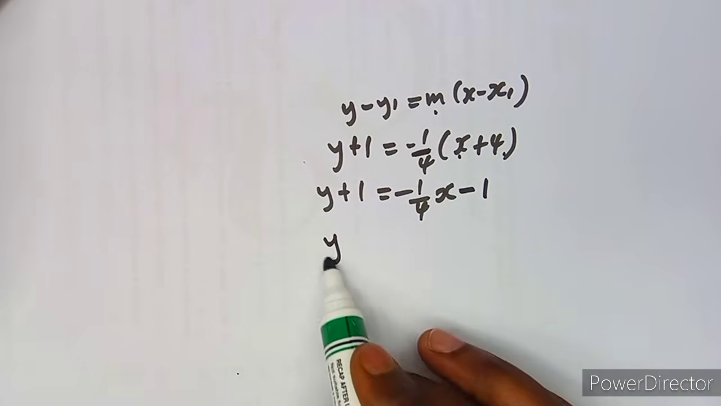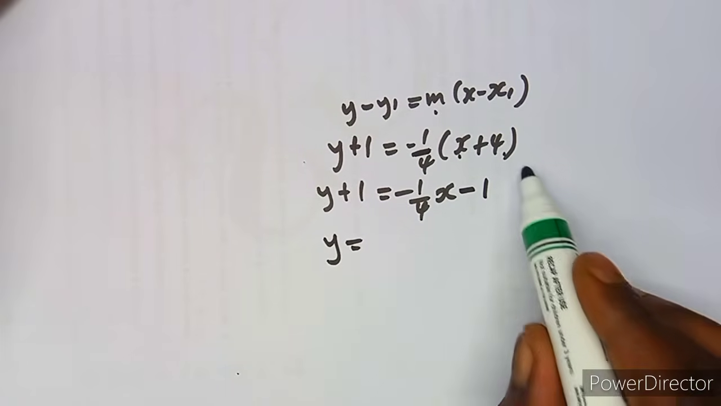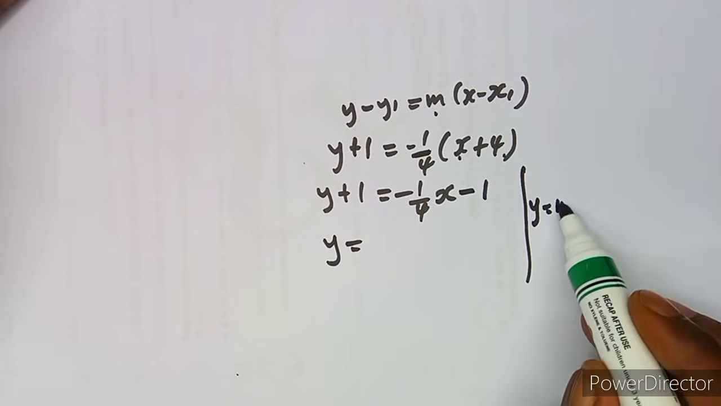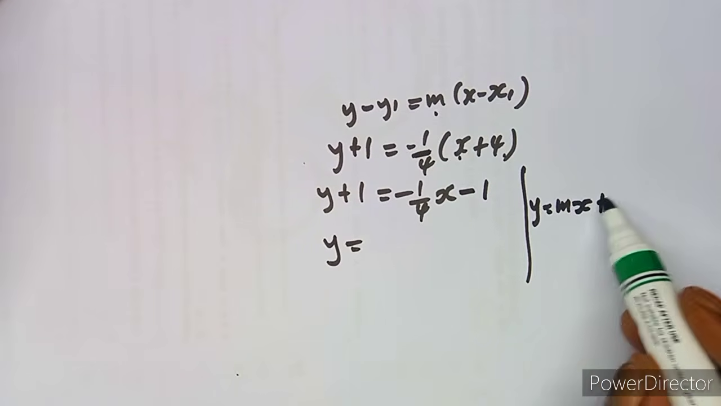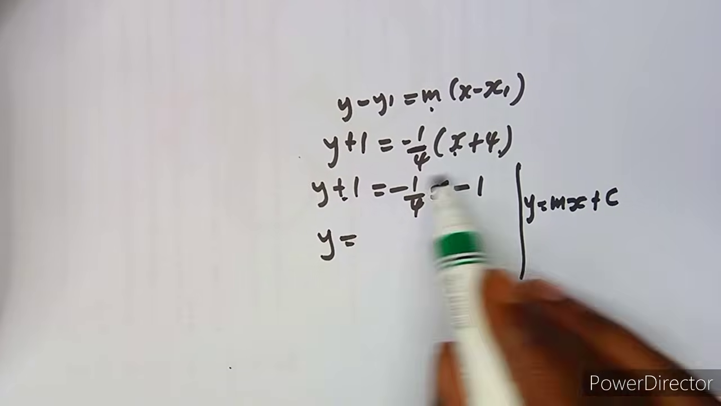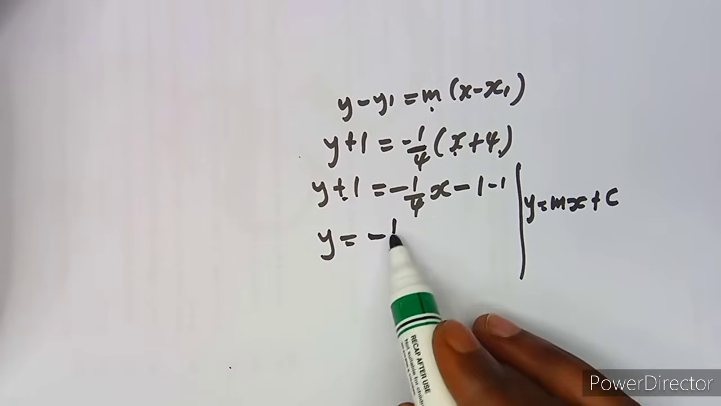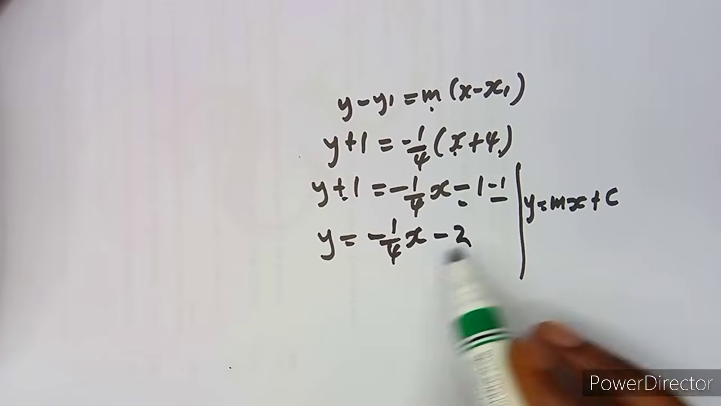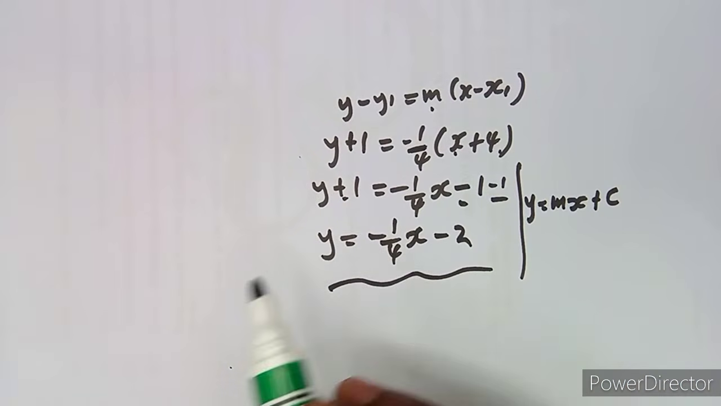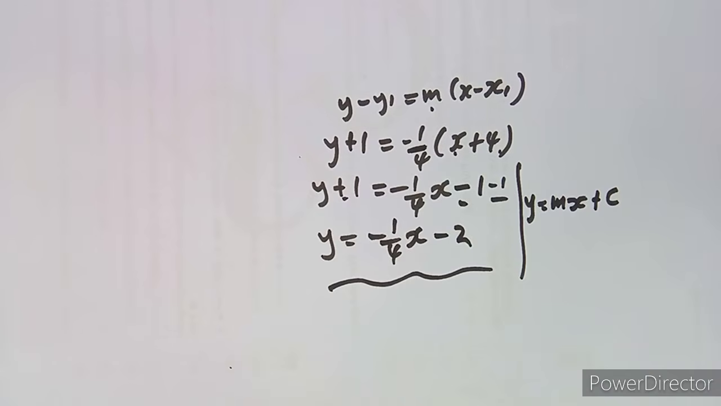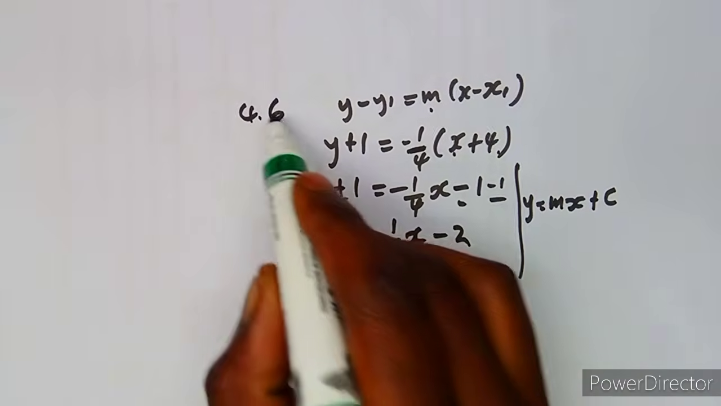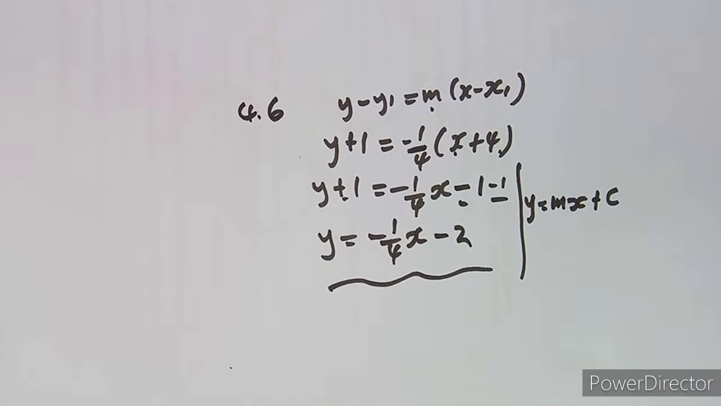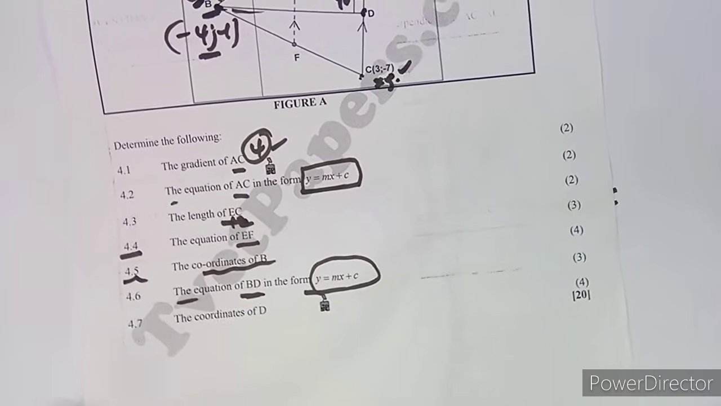Okay, so transpose this because we need the format of y = mx + c. So you're going to transpose this 1 to this side, and it is going to be -1. So you have y = -1/4x, and -1 - 1 from your calculator is going to be -2. So that's what we had on 4.6, when calculating the equation of the line BD. As you can see, it was worth it because it's 3 marks for this one.